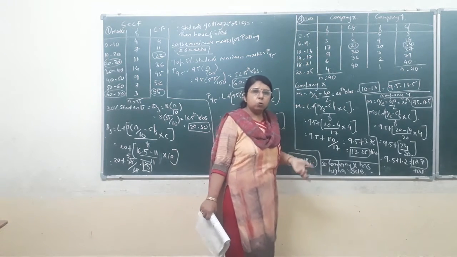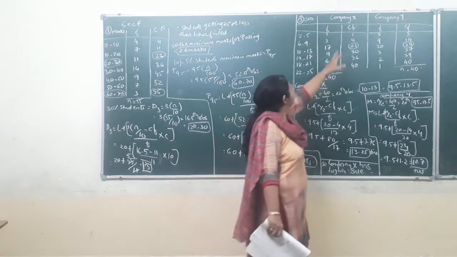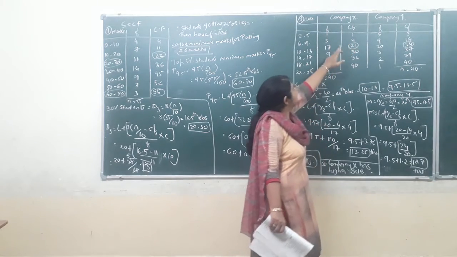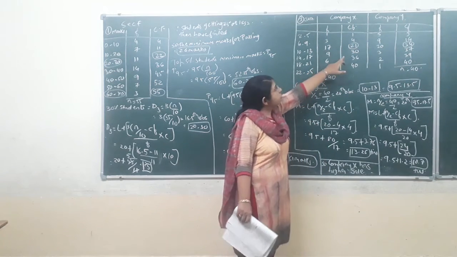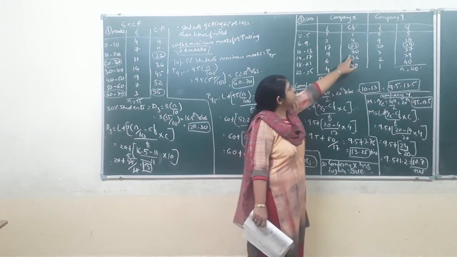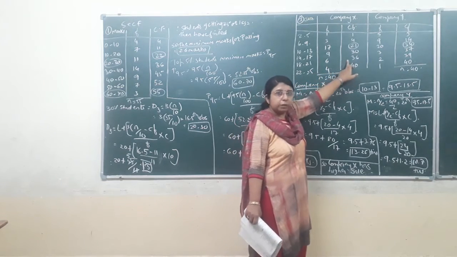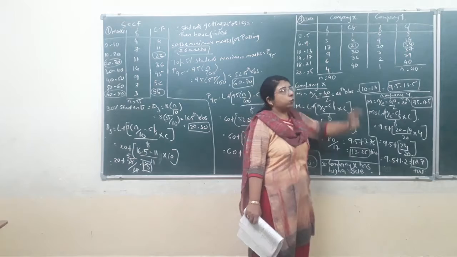Now you know how to find the CF. The first value is 1, 1 plus 3 is 4, 4 plus 17 will be 21, 21 plus 9 is 30, 30 plus 6 will be 36, 36 plus 4 will be 40.